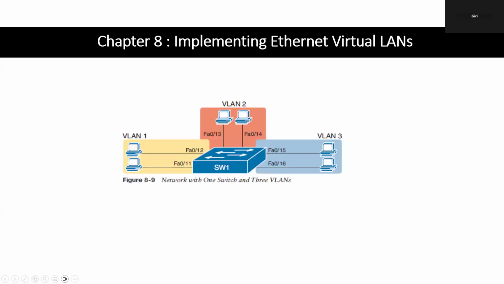So we spoke about how to configure a VLAN. Let's take a look at this example. We see this switch. One switch has 3 VLANs. Figure 8-9, we've got one switch, 3 VLANs, and we have them off of different ports, all the way from FastEthernet 0/1 to FastEthernet 0/16. Two of them are in each VLAN of the three.